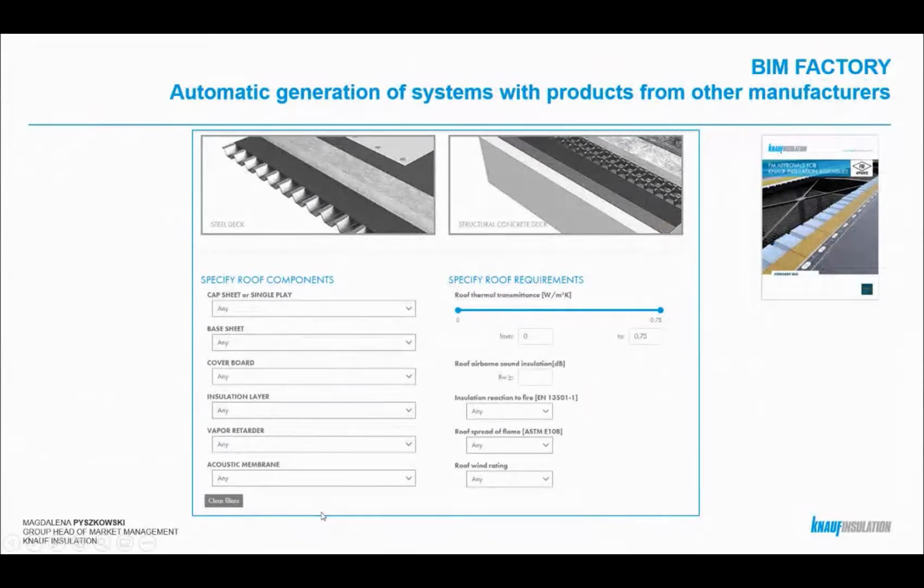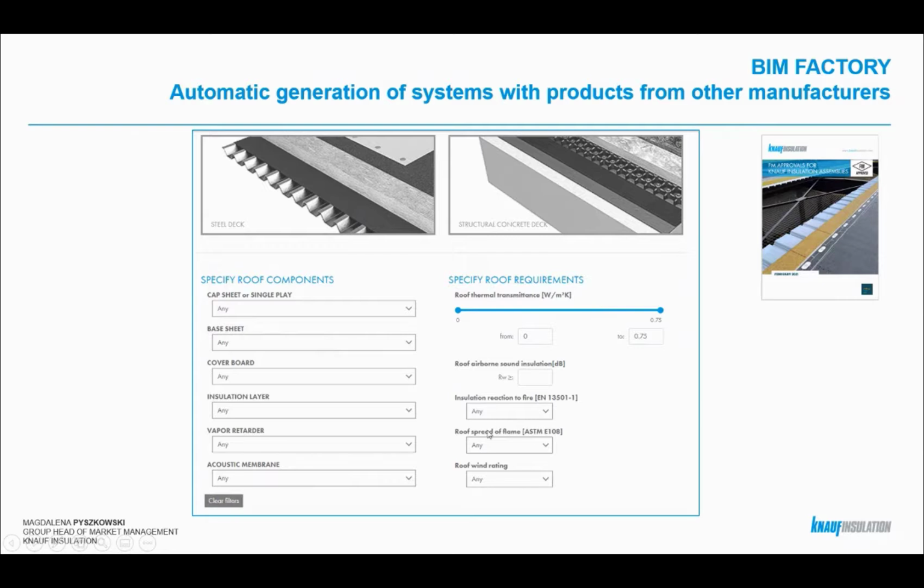So we have a web-based application called BIM Factory, which allows you to specify the roofs, and it could be steel deck, structural concrete deck, and very soon a timber deck, and which also allows you to specify roof components. And the roof components are not only our product, so Knauf Insulation, they are components from other manufacturers. So we are working with the other manufacturers together, and we provide specific systems, like the combination of our product and their product, to meet the specified roof requirement.